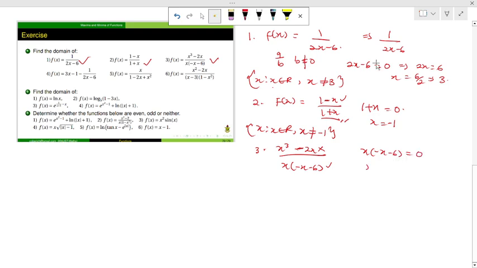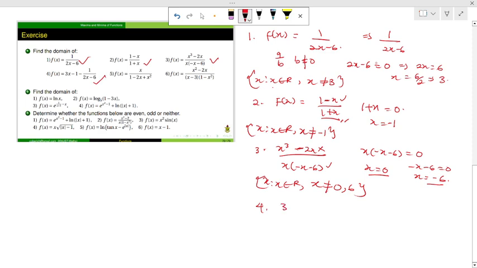To solve this, x will be either 0 or, when you solve negative x minus 6 equals 0, you are going to get x to be equal to negative 6, right? So meaning x is either 0 or x is negative 6. These two values will make our function undefined. Therefore, our domain is x is such that x is a member of all real numbers where x is not equal to 0 or negative 6. That's all.